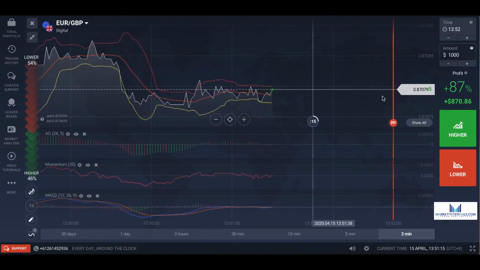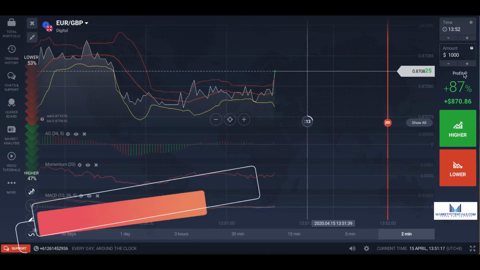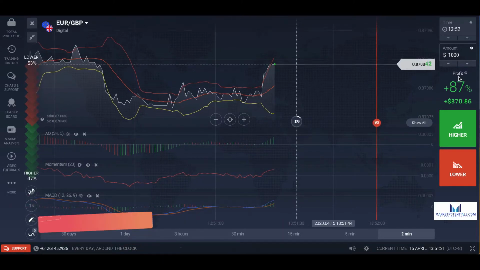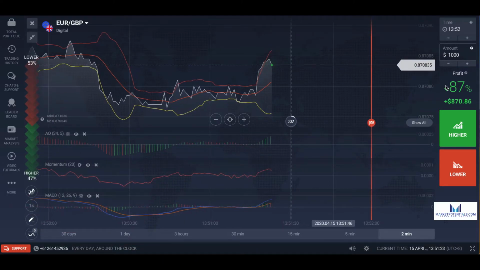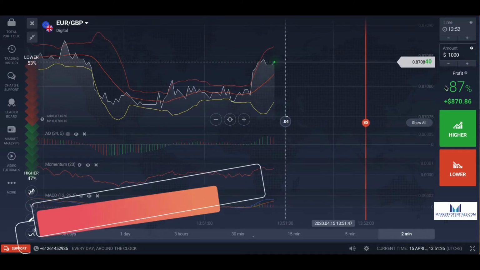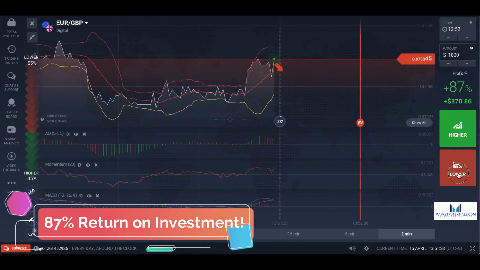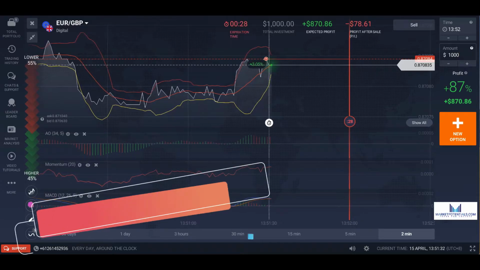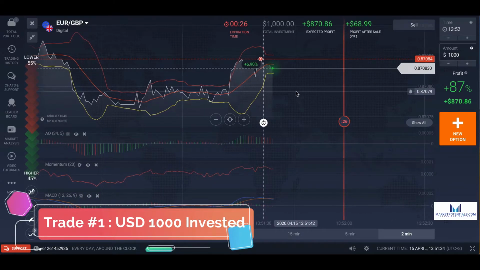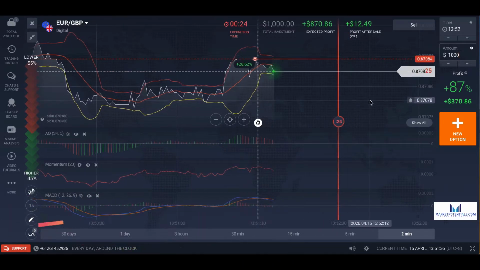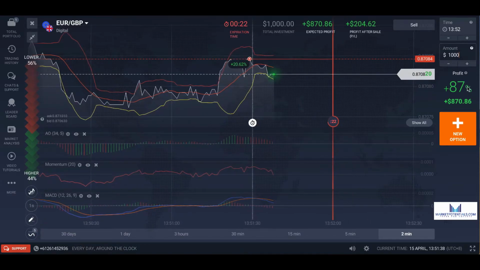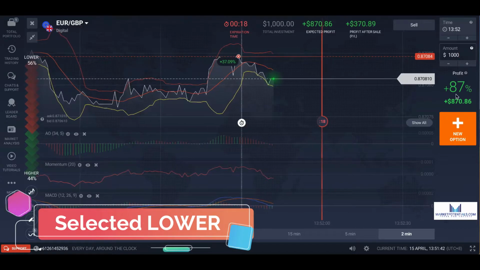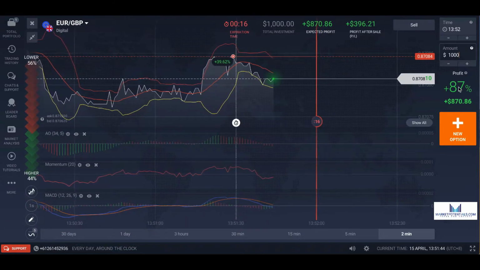In binary options, the returns are fixed. So on a successful trade in this pair right now, I make 87% of my investment, which is huge. Guys, 87% on your investment is a crazy amount of money in any instrument. Sorry, while I was just talking to you there, I went ahead and did a quick trade. I put in $1,000 in this particular trade, and I expect it to go lower. If I'm successful, I'm going to pocket 87% of my investment.